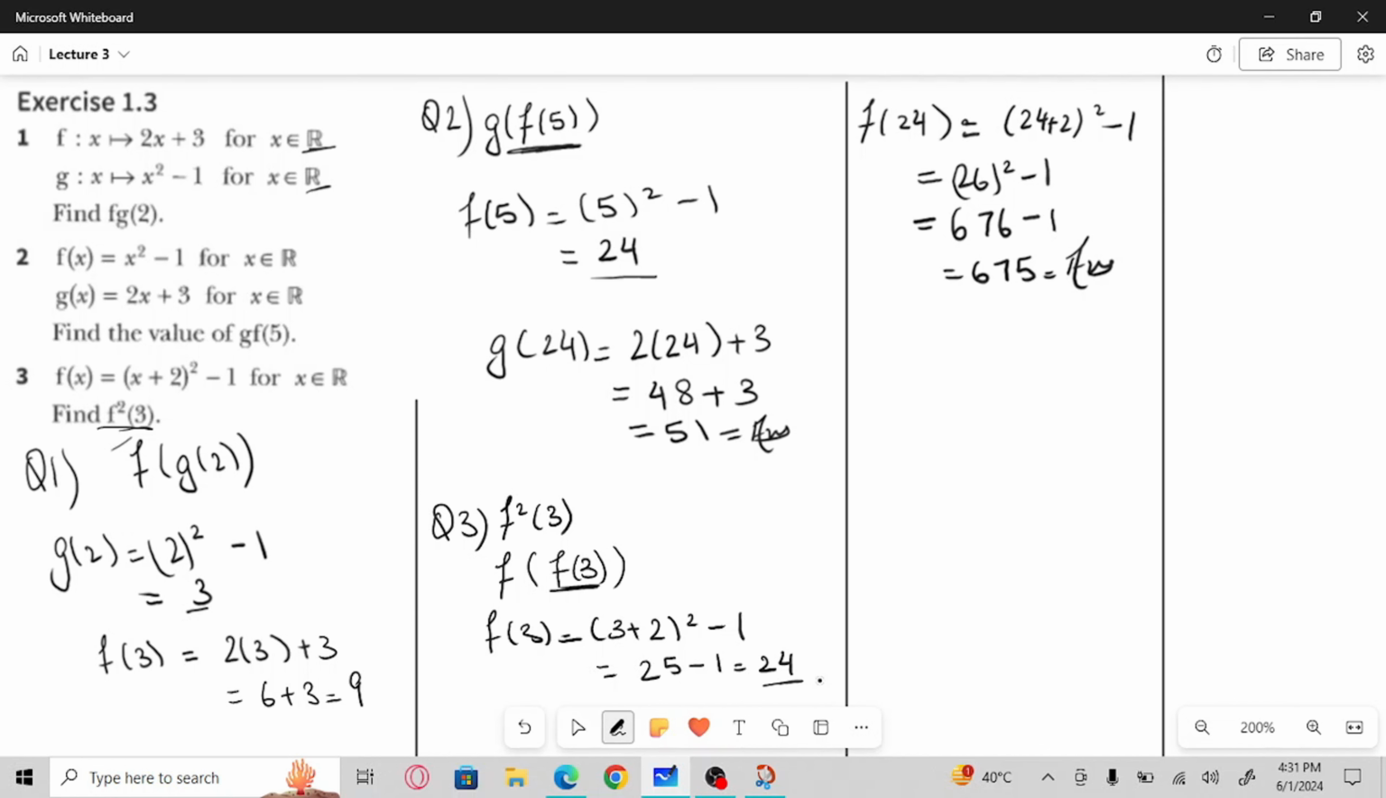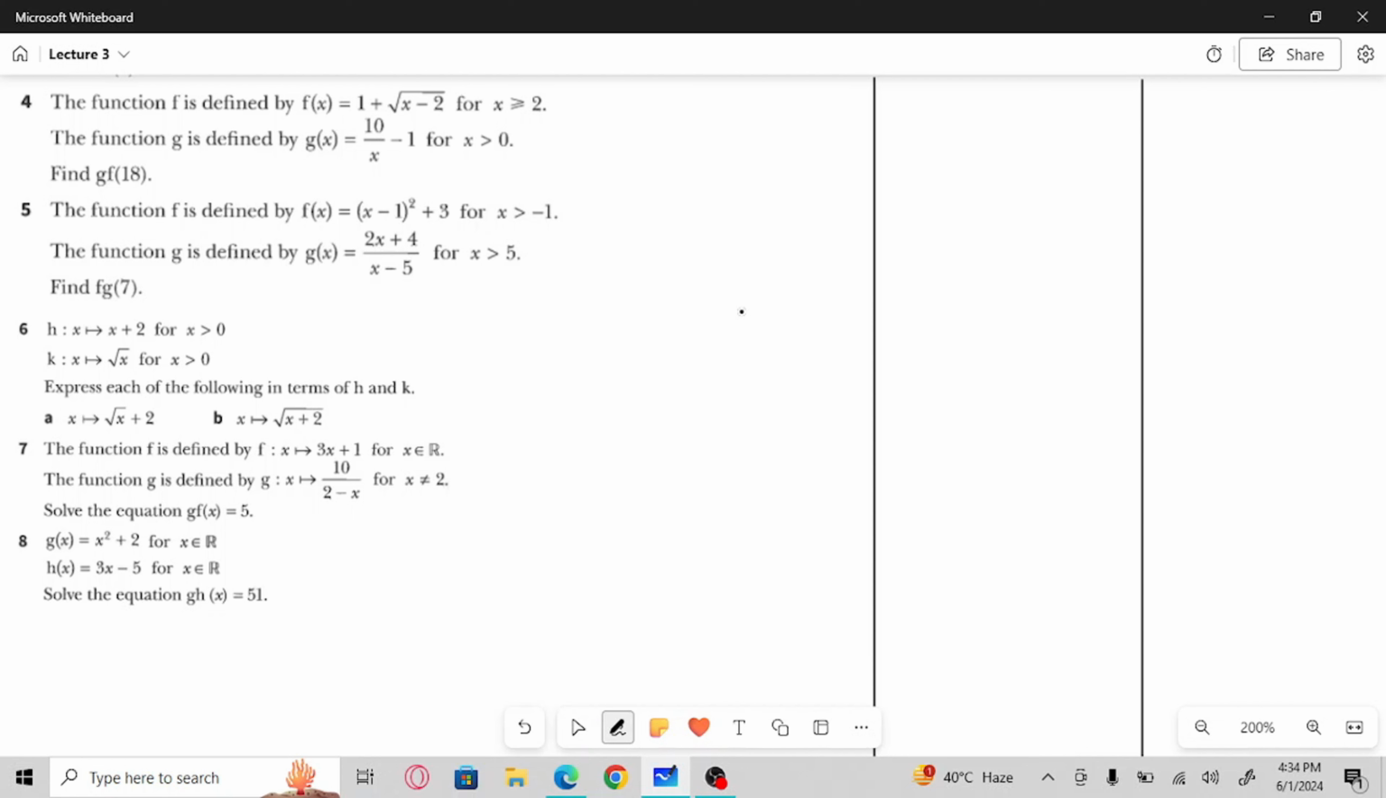Okay, now let me clear the slide for question number 4. Question number 4 says that f(x) equals 1 plus the square root of x minus 2 for x greater than or equal to 2. So that means the value of x should not be lesser than 2. The function g is defined by g(x) equals 10 upon x minus 1 for x greater than 0. That means x should not be a negative value, nor should it be 0, because it's greater than 0, not equal to. So find gf(18).